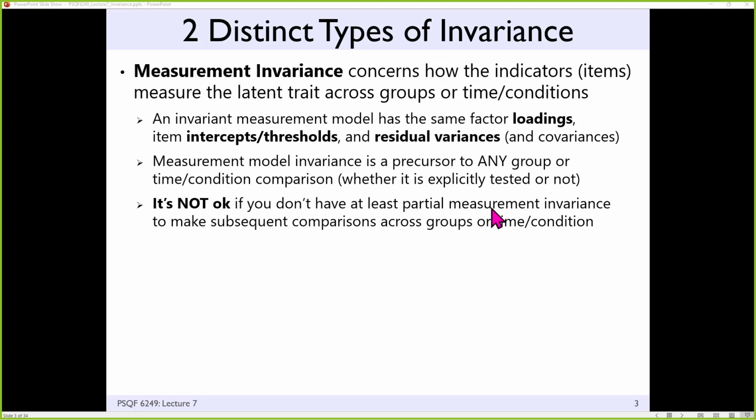Likewise, if I do a t-test on a scale score across groups, you're assuming measurement invariance of how the items relate to the scale score across groups. Even a t-test has an assumption of measurement invariance to it. So does ANOVA for that matter.